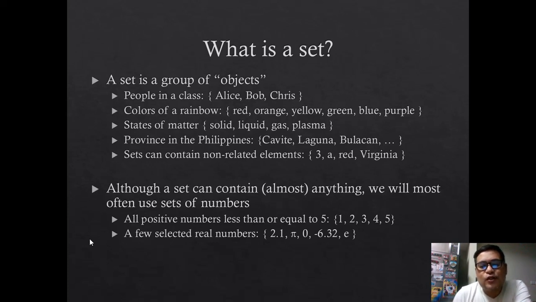So you have to take note of the characteristics of what is being asked, or the characteristics of the set. Say, for example, all positive numbers. That means we are only talking about positive numbers less than or equal to 5. Okay, so negative numbers are not included. A few selected real numbers: so only a few selected real numbers. So take note of the characteristics.